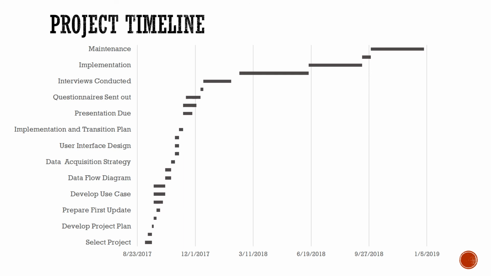As you can see, we started August of 2017, selecting our project, developing it, and moving on through the phases like that up until end of 2018, third, fourth quarter. We expect to go ahead and implement it and actually start supporting it with system maintenance.